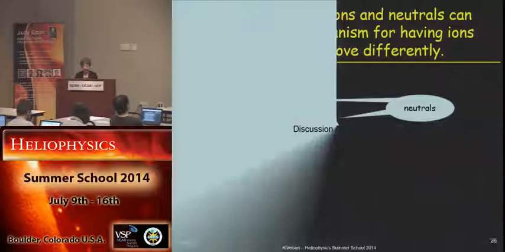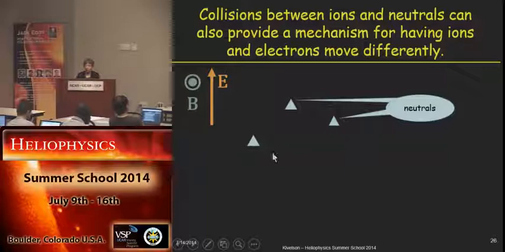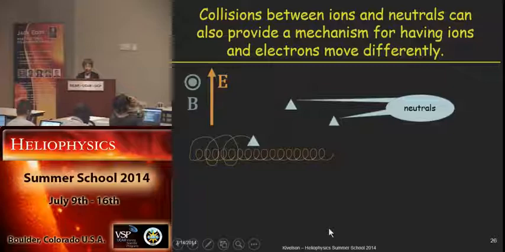Now I want to talk about ions and neutrals. Let's imagine we have a bunch of neutrals around, same setup, B out of the paper, and E going up. Now I have some particles moving and the ion bumps into a neutral and that displaces it. It also slows it down. And so the effect is that at the end of a certain amount of time, the electrons have not been affected by this collision at all. They're just moving along at the E cross B velocity. And the ions have been slightly displaced.